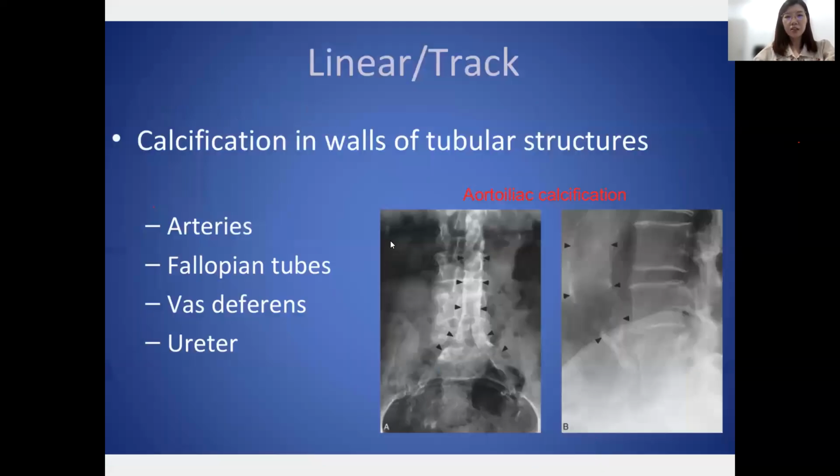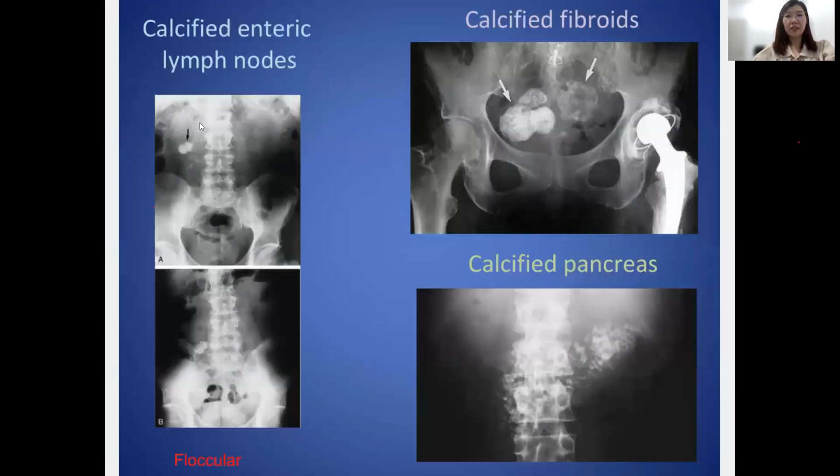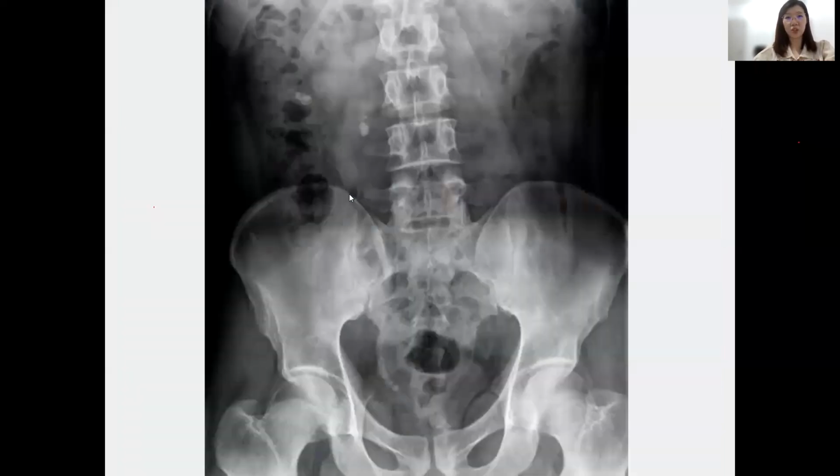Linear tract calcification, like atherosclerotic disease: calcification lining the aorta, or lining the fallopian tubes. Sometimes we might see it at the pelvis region, but more commonly in the abdominal aorta. Other calcifications include calcified lymph nodes, calcified fibroids in the pelvis in older women, or even calcified pancreas. It's just some interesting X-rays to show.